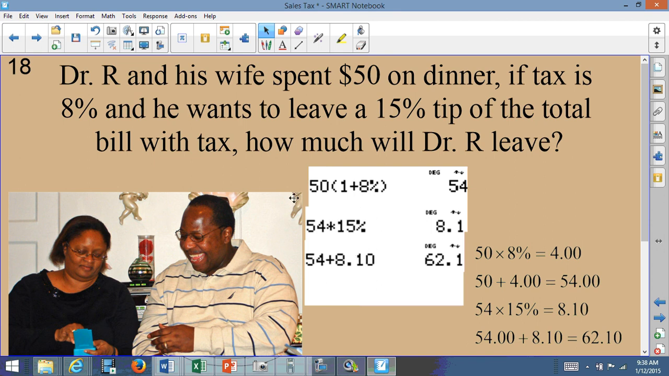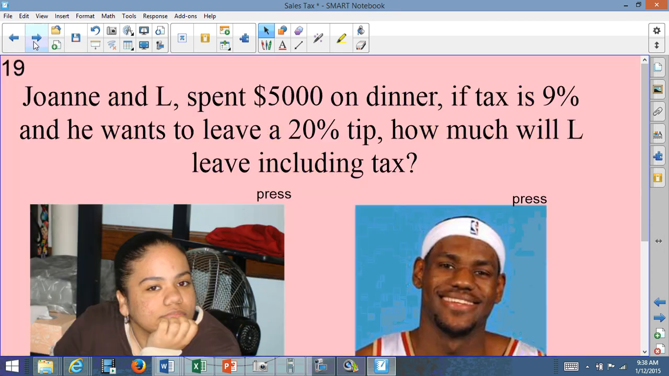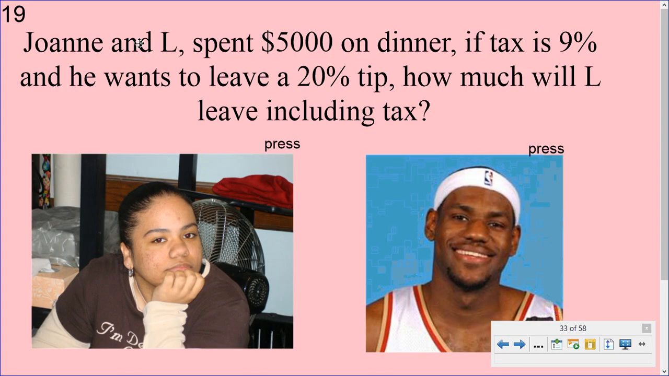Okay, here's one for you. Joanne and L spent $5,000 on the dinner. If tax is 9% and he wants to leave a tip of 20%, that's a nice tip. How much will L leave including tax? So see how we did it in the last example. This is pretty much similar. So check it out. If you need to go back to the other question, go right ahead.